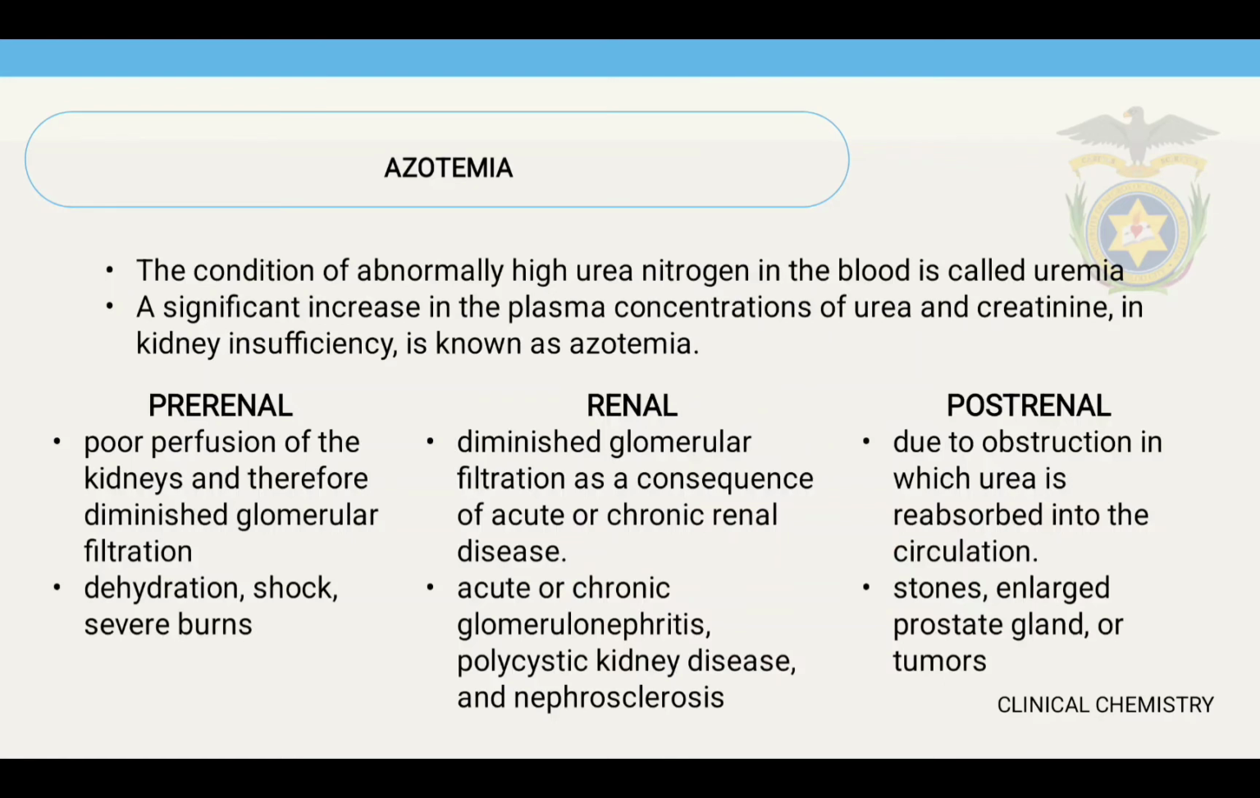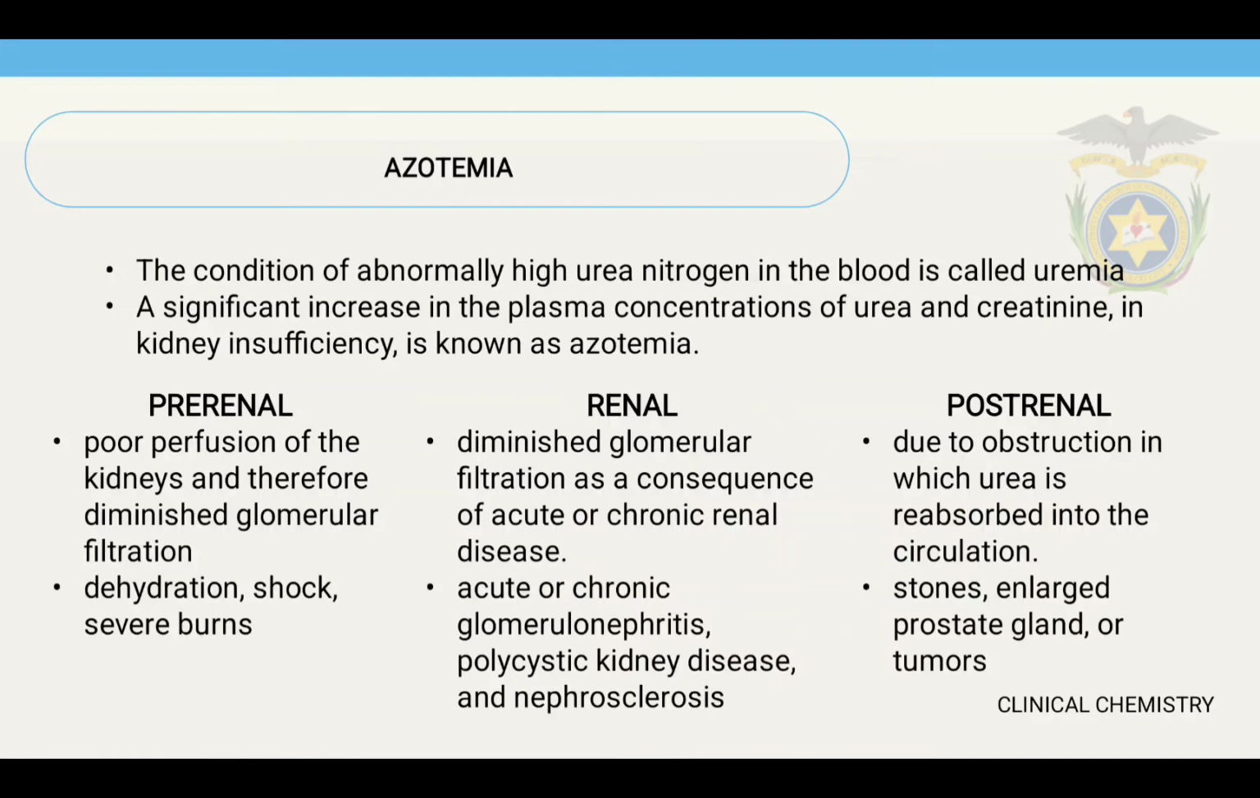Let's move on to azotemia. But first, let's differentiate azotemia from your uremia. So uremia is a condition of abnormally high urea nitrogen in the blood. In contrast, your azotemia, most commonly seen in kidney insufficiency, is a significant increase in the plasma concentrations of both urea and your creatinine. Azotemia may occur in your pre-renal, renal, or post-renal forms.